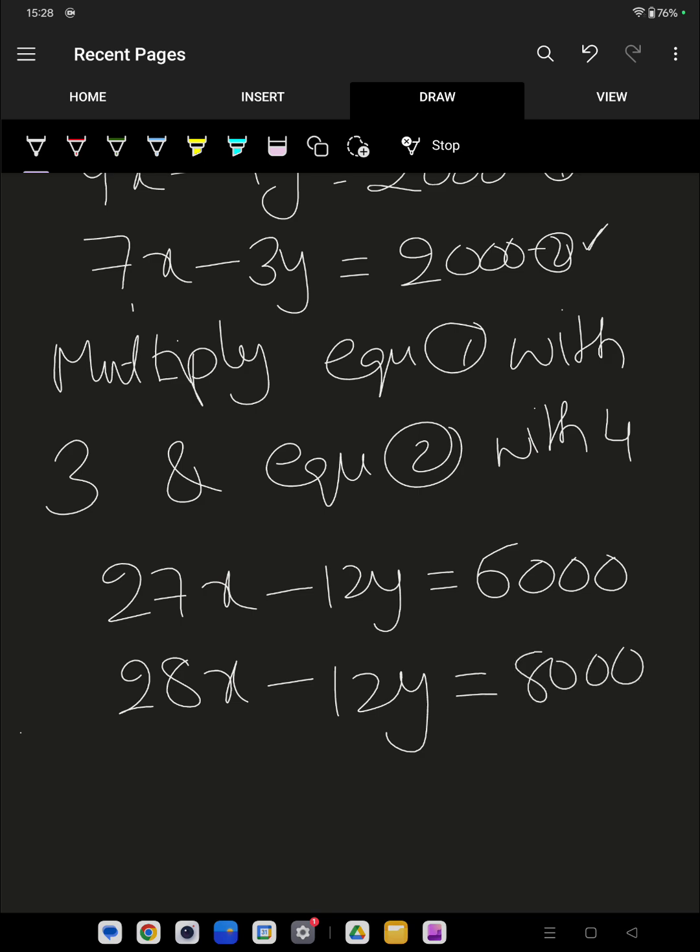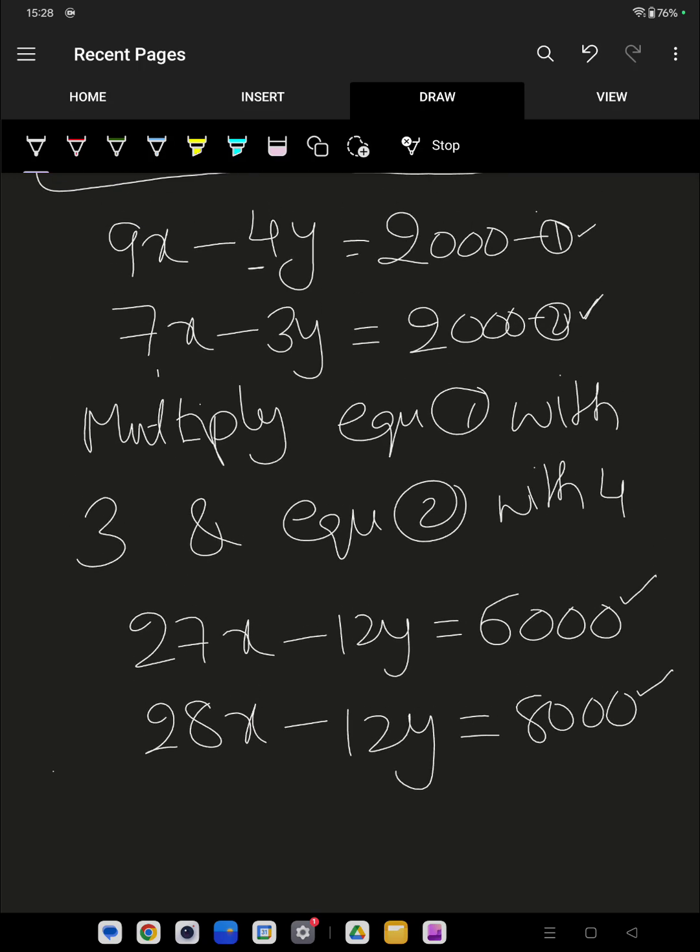So here we made the y terms equal, because we need to add or subtract for elimination. That is the reason we make them both equal. How do we do it? By multiplying these equations with appropriate values. In this equation it is 3, in this equation it is 4. Why? Because it was given here: here it is 4, here it is 3. If I multiply these two by alternate values, then it will become the same value.